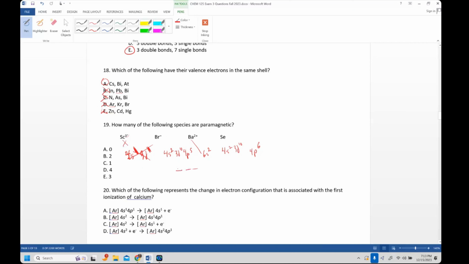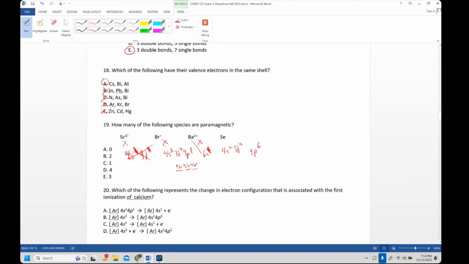So 4p5 looks like this: 1 2 3 4 5. If you add an electron to make it bromide, Br minus, it will have a completely filled p shell, 4p6. That means it will not be paramagnetic, it'll be diamagnetic. Diamagnetic, again, means that your electrons are all paired. Barium 2 plus, you have 6s2, you're removing those two. Again, that one will be diamagnetic. Selenium, you are doing nothing to it.